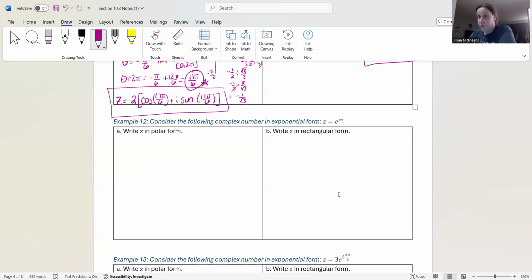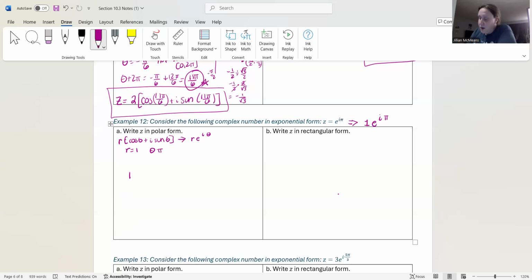Okay, now polar form, we need r and we need theta. And we have to remember that r times cosine theta plus i sine theta is going to give us r times e to the iθ, okay? So it's pretty easy to find r and theta, okay? So in this particular case, I'm going to rewrite it just so it's really clear. We have 1 times e to the iπ. So that tells me r is 1 and theta is π, okay?